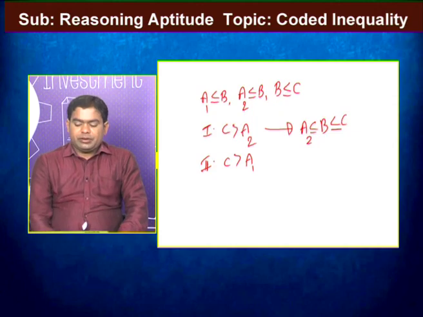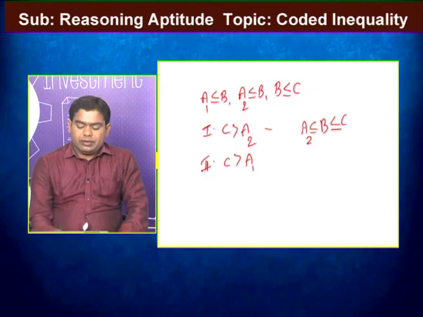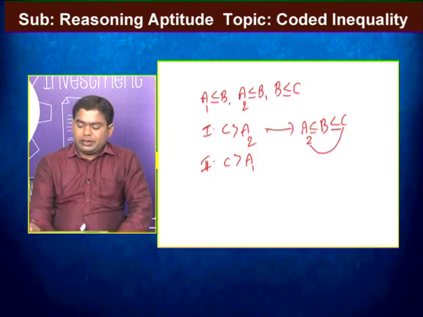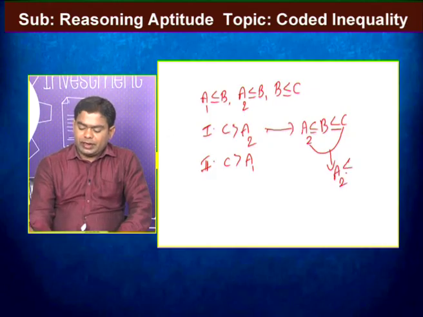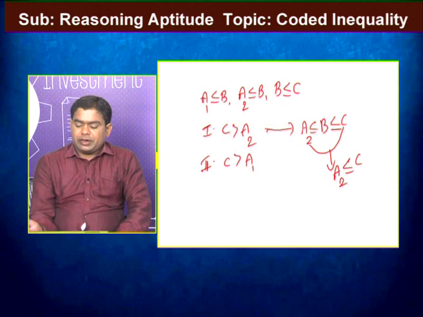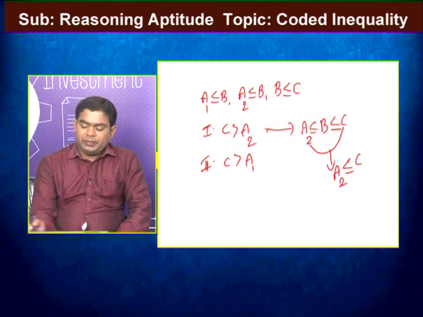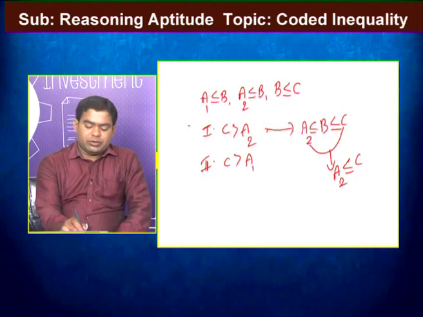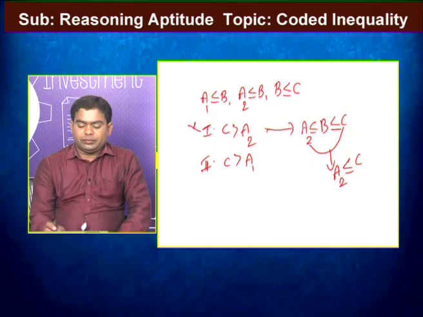In the combined statement we take only the second part and third part: a2 less than or equal to b, b less than or equal to c. Here by observation, the relation between a2 and c is only a2 less than or equal to c. Here c greater than a2 and a2 less than or equal to c are both different. The arrows are on the c side in both, but here there is an extra equal symbol. That means both are different, so conclusion 1 does not follow.